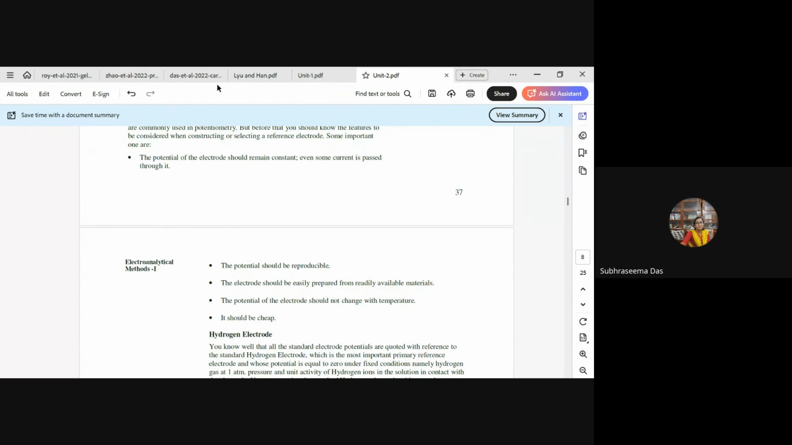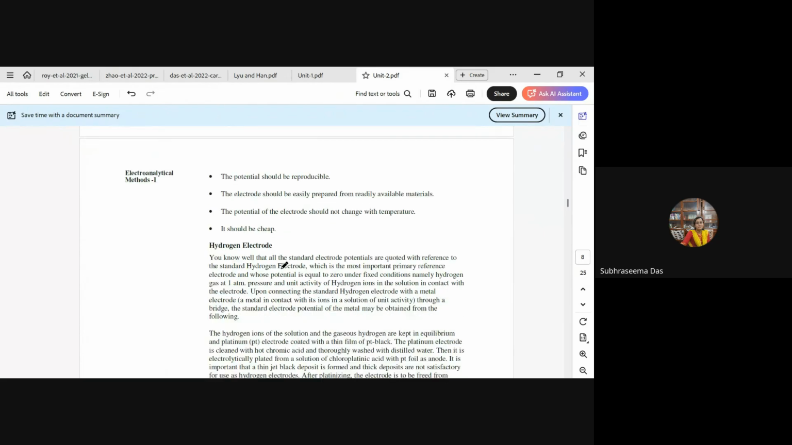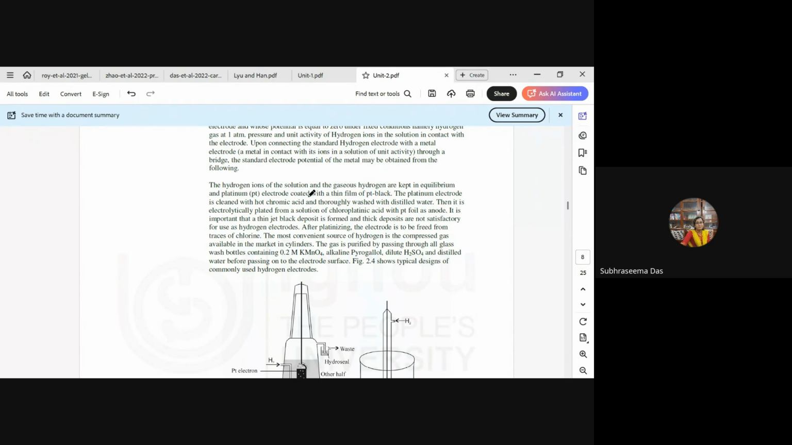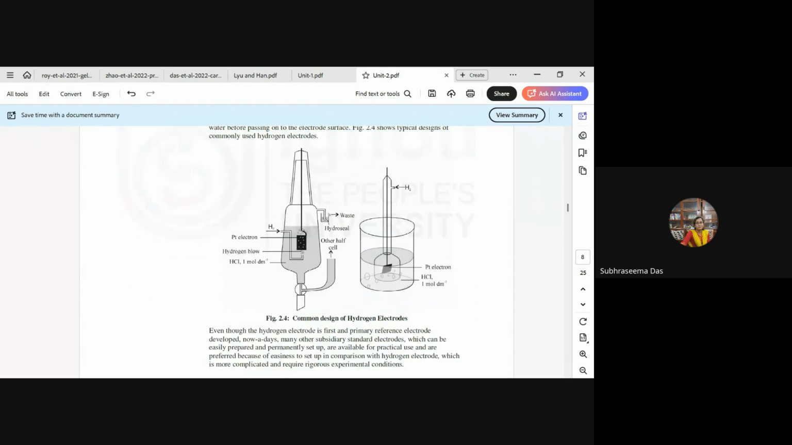Then coming to the hydrogen electrode. What is a hydrogen electrode? This is the most commonly used reference electrode, that is the SHE, or the standard hydrogen electrode. We know that standard electrode potentials are mostly quoted with reference to the SHE, which is fixed at 0 under fixed conditions, that is H2 gas at 1 atmospheric pressure. The hydrogen ions of the solution and the gaseous hydrogen are taken in equilibrium, and the platinum electrode is coated with a thin film of platinum black. In figure 2.4, you can see the common design of the hydrogen electrode, that is the SHE.